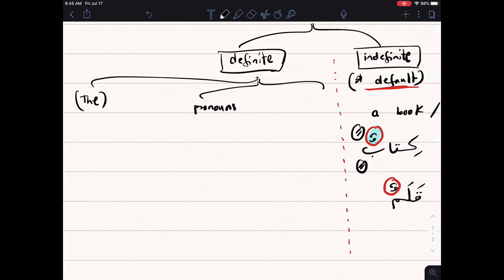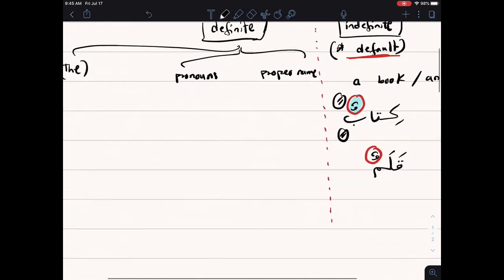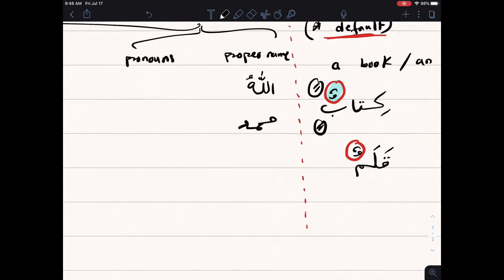Come on. At least one more thing should be popping in your head. Our names, right? The proper name should be definite, isn't it? Proper names, right? Makes sense? So all the proper names should be definite. I'll give you a few examples. For example, the proper name Allah, that is a proper name, right? That's why it's definite. Muhammad, Muhammadun, that is a proper name, so it's definite.